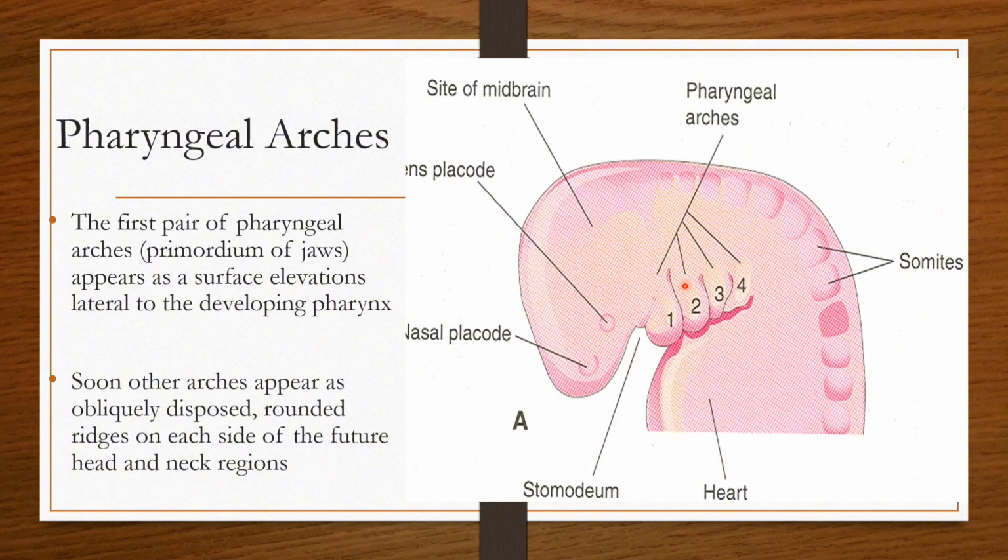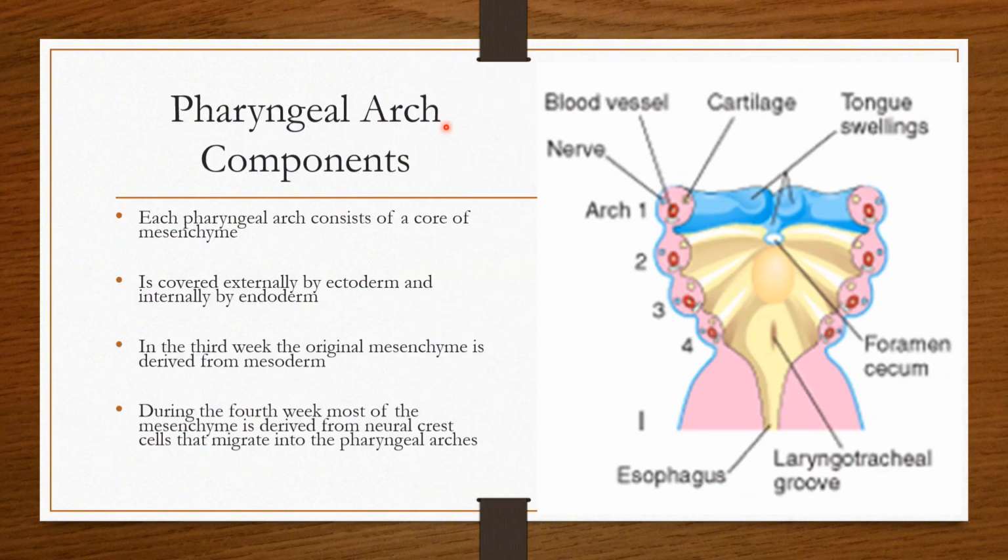So you can see this one is the first pair. These are the U-shaped mass which meet in the midline. This one is the first pair, and the second, third and fourth pharyngeal arches you can see in this diagram. So what are the pharyngeal arch components? Each pharyngeal arch consists of a core of mesenchyme. Here you can see in pink color these all are the pharyngeal arches: the first, the second, the third and the fourth pharyngeal arch.